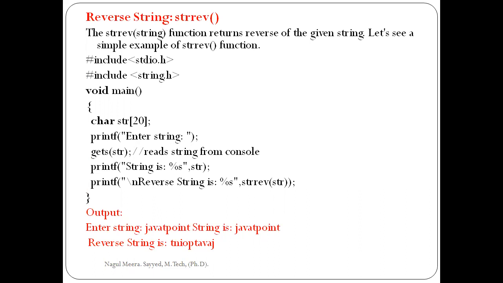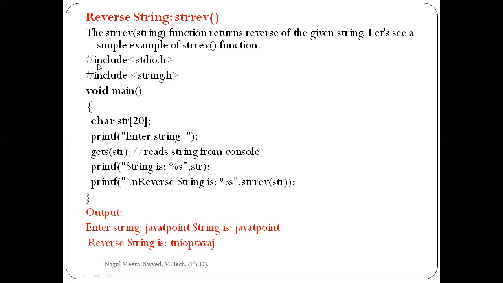I give the string ABC, and it prints CBA, in reverse. I am giving ABC, but it prints CBA. So in this way, strrev, nothing but the string reverse function, is used to print the given string in reverse. This program demonstrates how a given string is printed in reverse order.